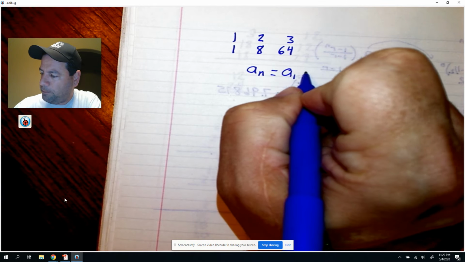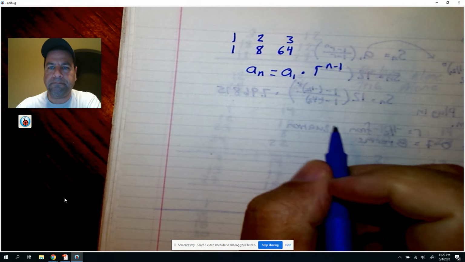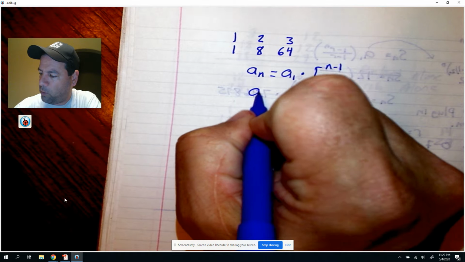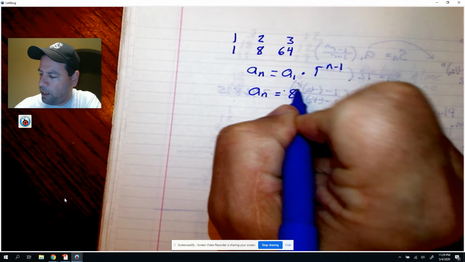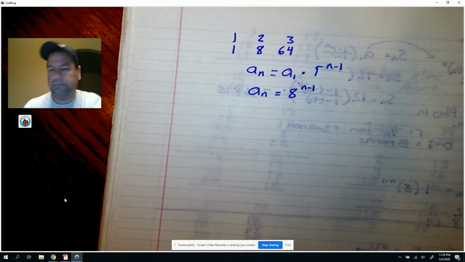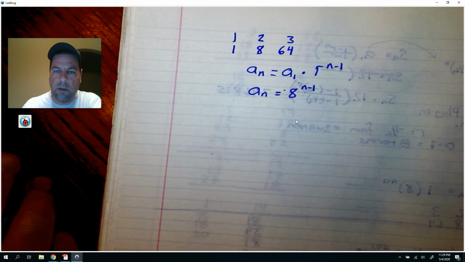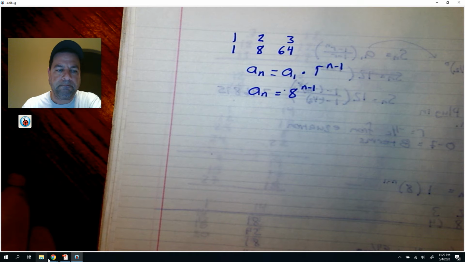A sub 1 times R to the n minus 1. And a sub 1 is simply 1, so I don't even really need to put that if I don't want to. R is 8, and it's to the n minus 1. And so that's the formula for the number of squares removed at any level.